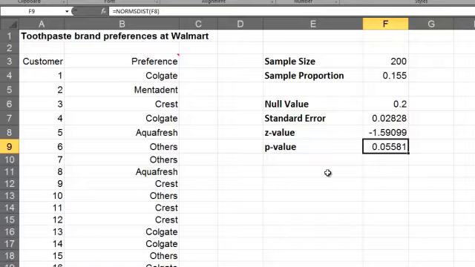Therefore, we would not reject the null hypothesis. We would have to say that the data is not sufficiently strong for us to conclude that Colgate's market share among Walmart customers is less than 20%. We could not support the claim that the population proportion is less than 20%.